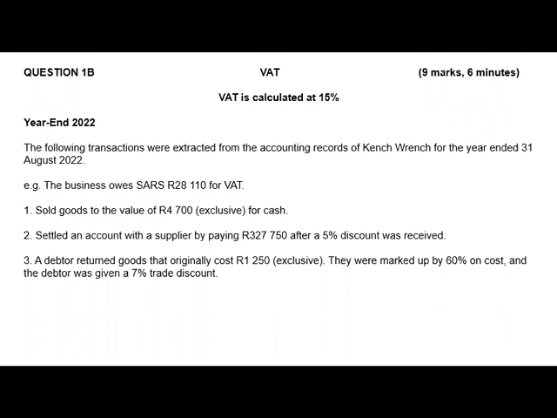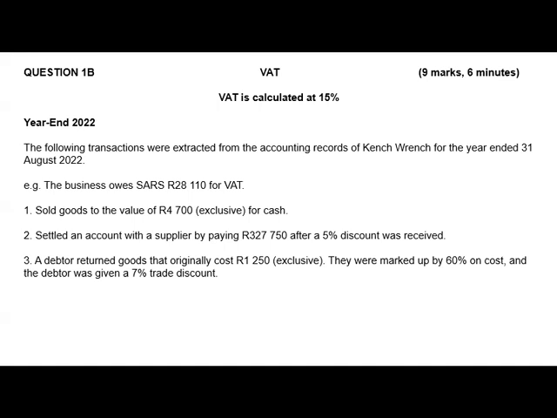Year-end 2022, the following transactions were extracted from the accounting records of Kent Range for the year ended 31st of August 2022. The business owes SARS 28,110 for VAT, and that is just an example. You need to check whether the transactions that follow are going to increase VAT output. Remember, VAT output is VAT on income that must be paid over to SARS.